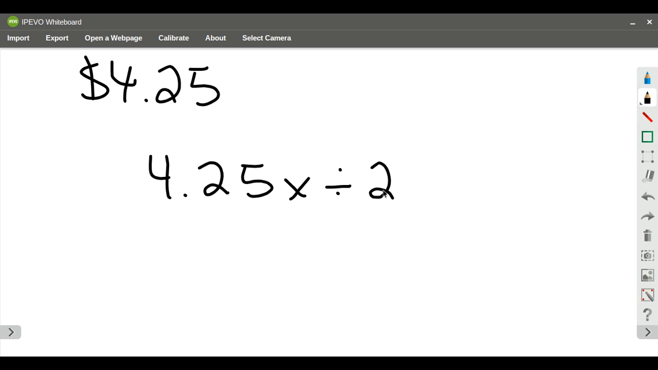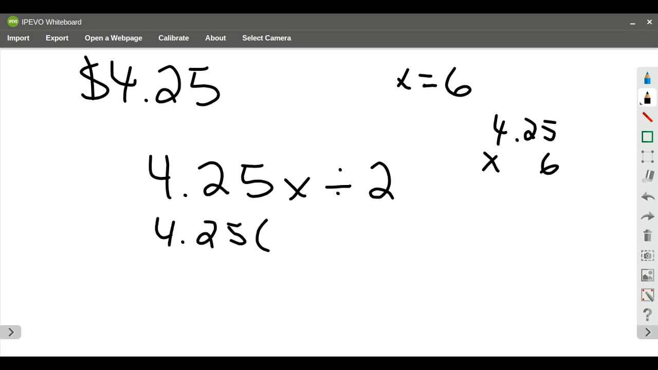And then we were given the value of x equals 6. So now I'm going to use order of operations to evaluate and solve. The first thing I'm going to do is multiply $4.25 times 6. Notice that I'm doing my work off on the side. I'm not doing my work in the workspace. I'm doing it off on the side and keeping my workspace clean.